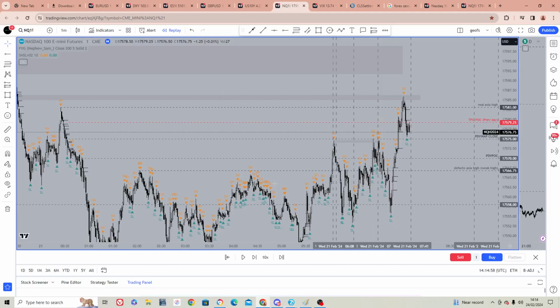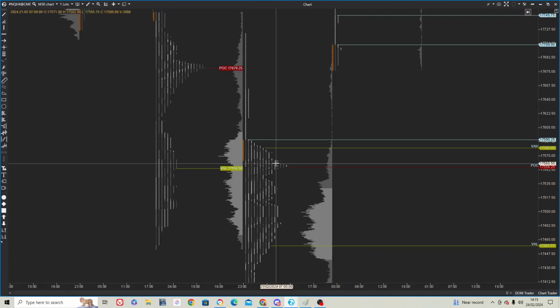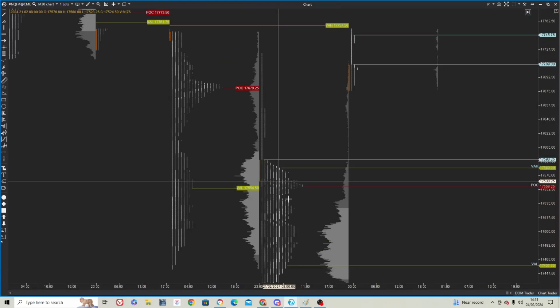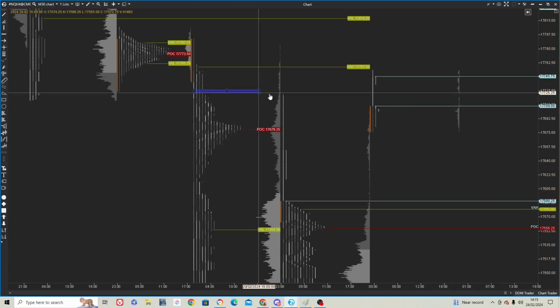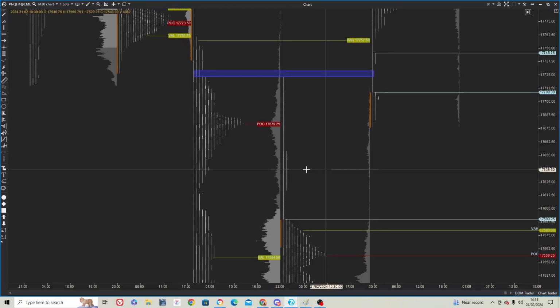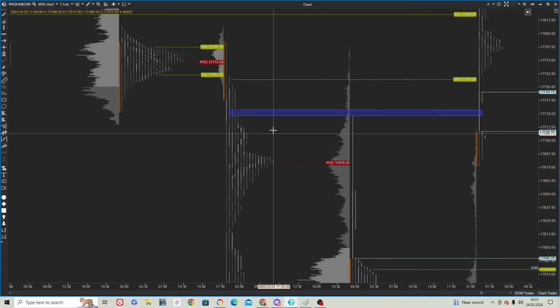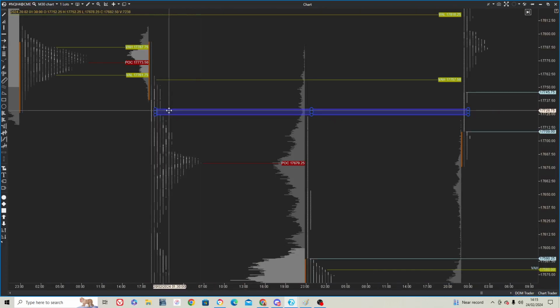So let's just have a look on the market profile to see if there's anything else of note. On the 21st, we've got this kind of low volume area. See this kind of LVN, low volume node. Quite hard to see, but you can see the market didn't spend a lot of time in this area, so I'm just going to note that as 24 to 28.